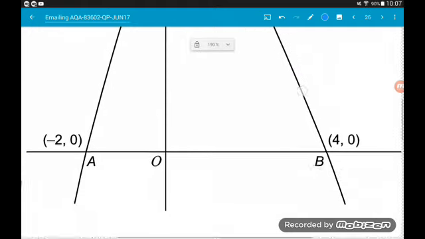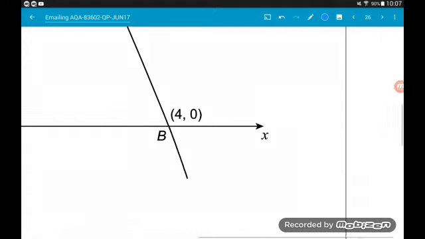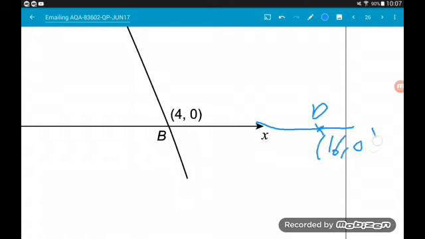So that's going to be over here somewhere. Point D has coordinate (16, 0). Now length BD is then going to be 16, take away 4, which is 12.